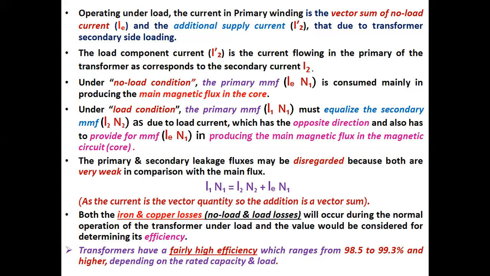The primary and secondary leakage fluxes may be disregarded because both are very weak in comparison with the main flux, that is I1N1 equals I2N2 plus IEN1. As the current is a vector quantity, the addition is a vector sum.